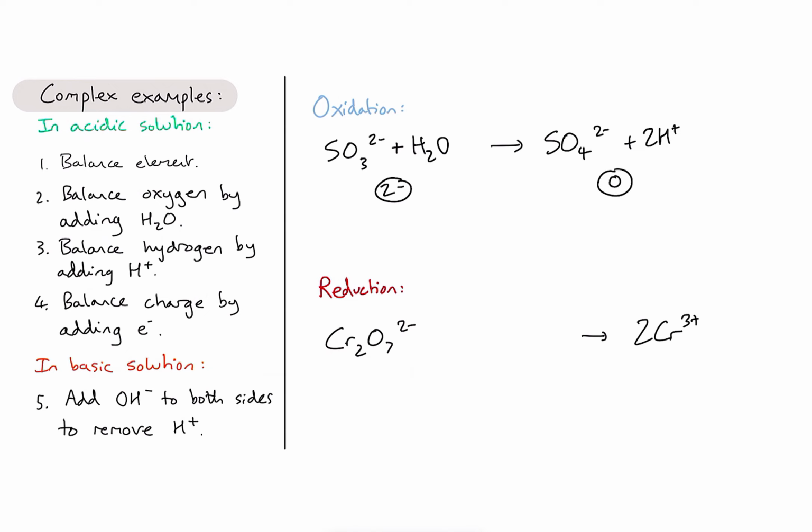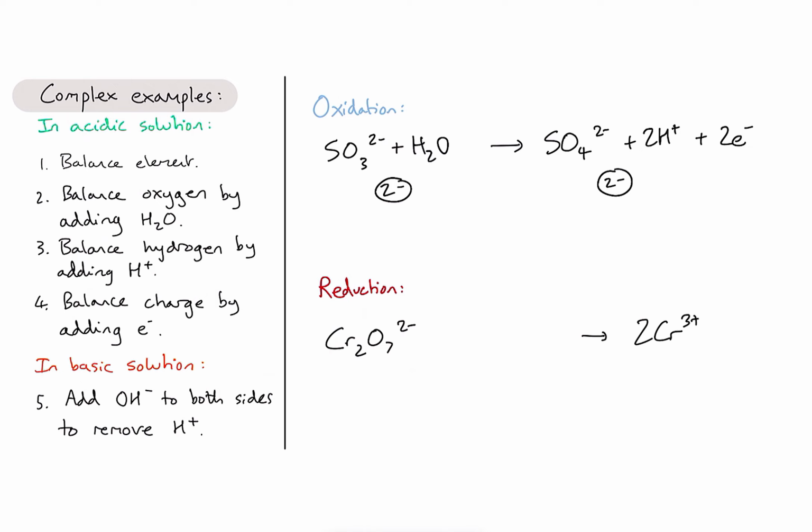So again, I can add electrons to one side, and I need to add them to the most positive side, which would be the right-hand side in this case, in order to balance or become equal to the charge on the left. So in this example, I'm going to have to add 2 electrons to the right-hand side, which would make the overall charge on the right-hand side 2 negative, which matches the left-hand side.